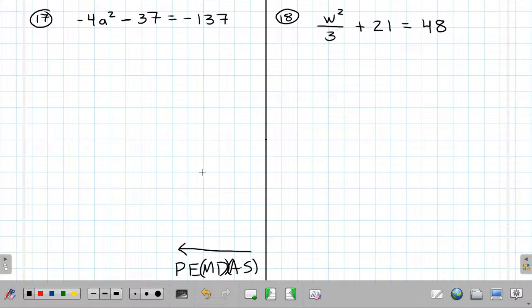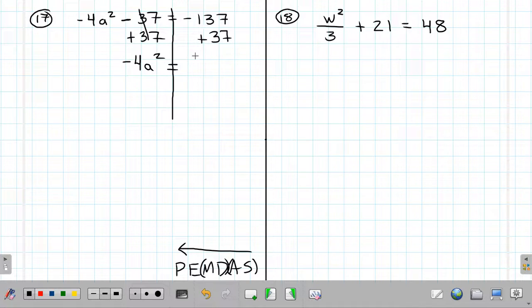So order of operations going backwards. A is being squared, that's the exponent. Then we're multiplying times -4, that's the multiplication. Then we're subtracting 37. So going backwards, that means we need to add 37 first. So that's step one. The whole point there is those go away. So we get -4a squared is equal to, so it's a little tricky, -137 plus 37 is -100.